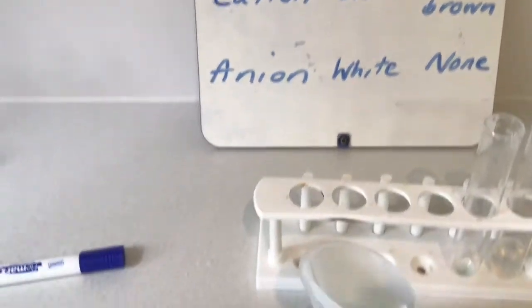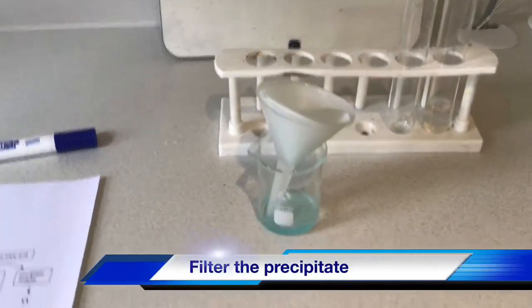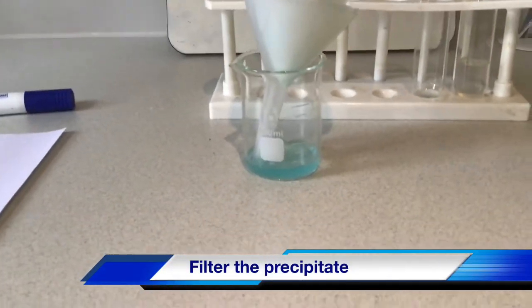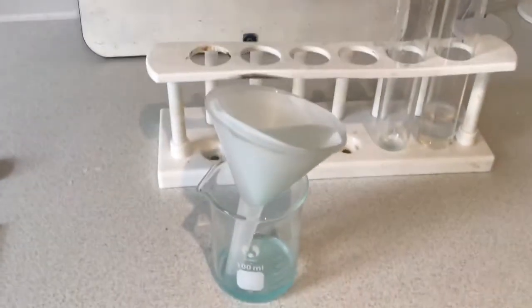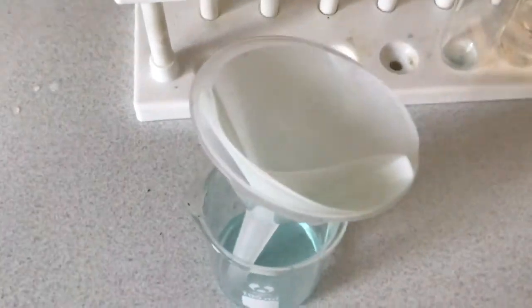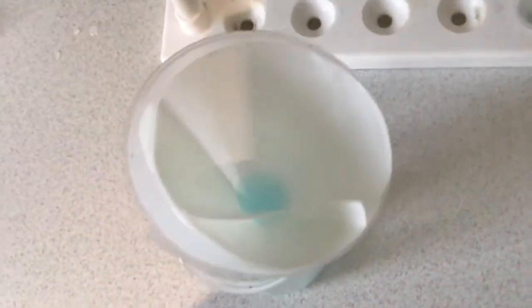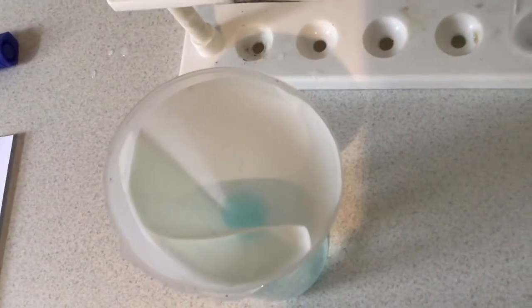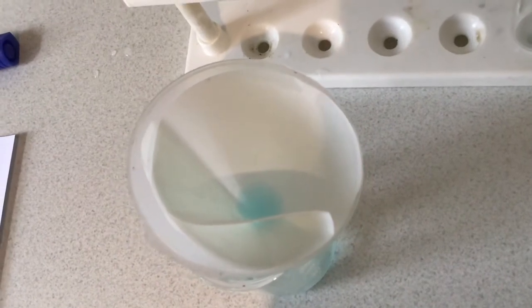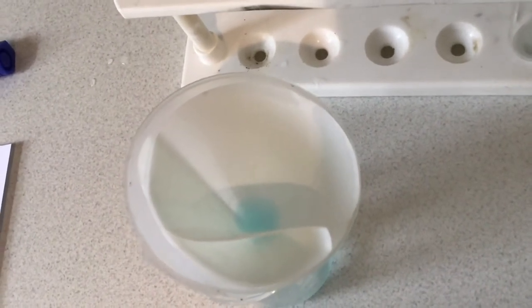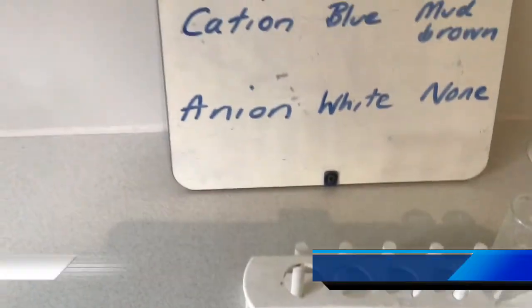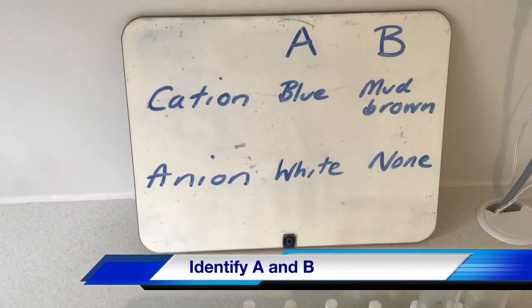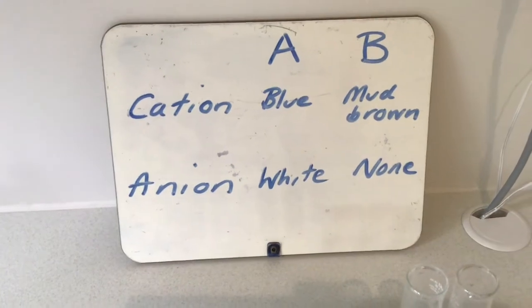Now just to show you with the unknown A, if you filter it, the blue colour is the liquid part, and if you can see in my filter paper, hopefully, I'm not sure whether you can see it, but there is a white, like a white chalky precipitate that's got stuck in the filter paper there. Okay, so now you've got these observations, you're going to try and work out what unknown A and B are.